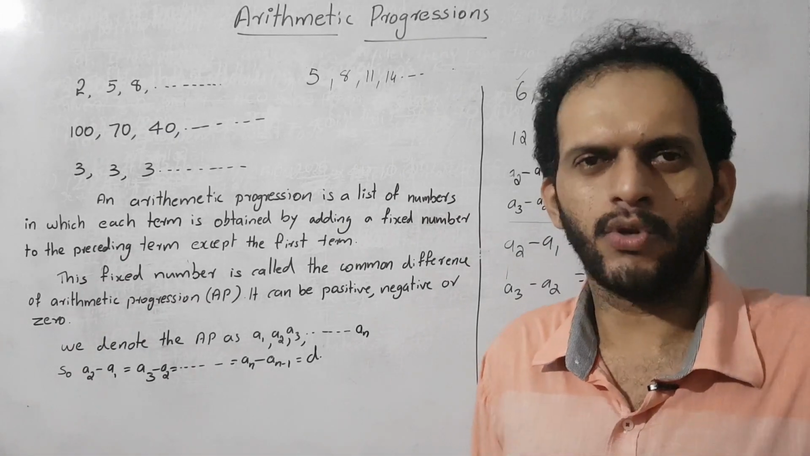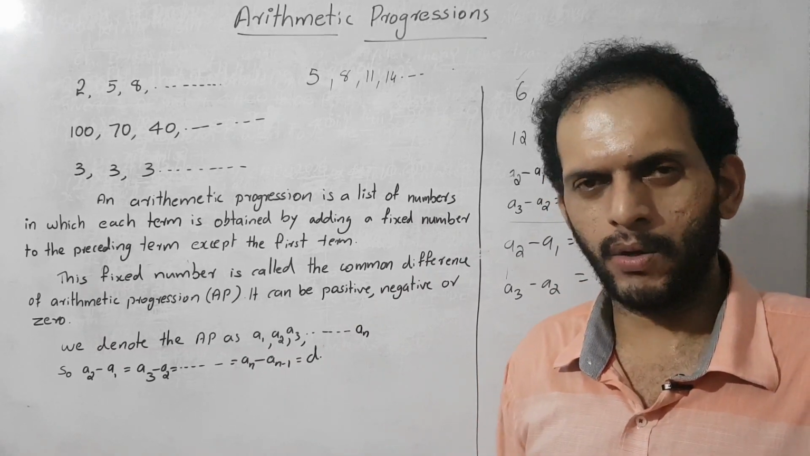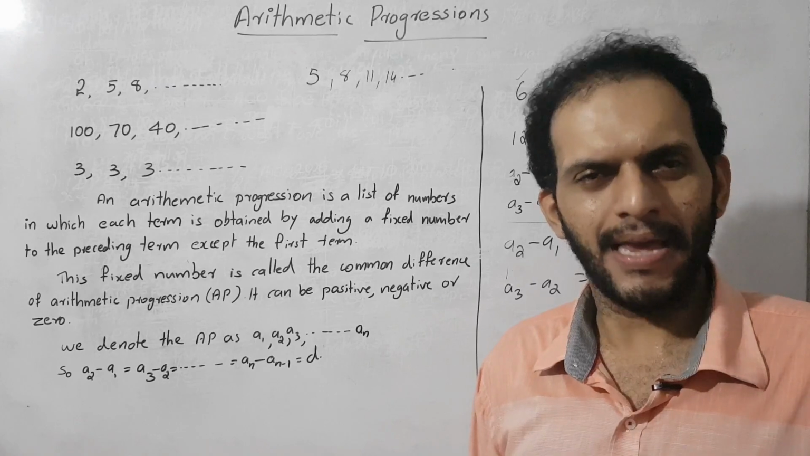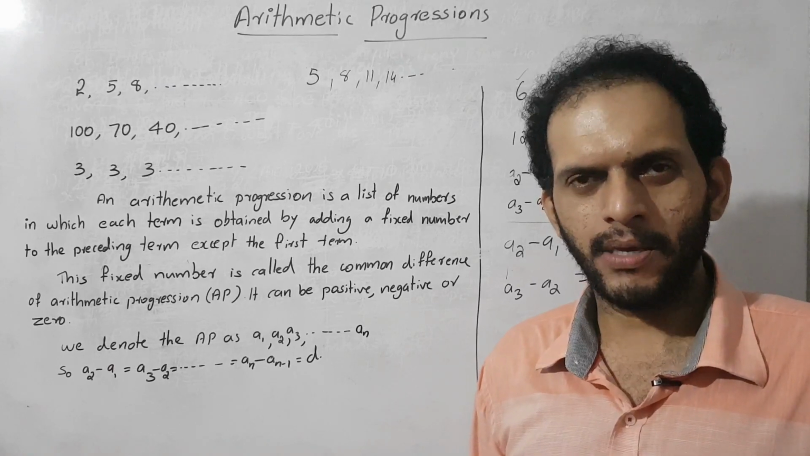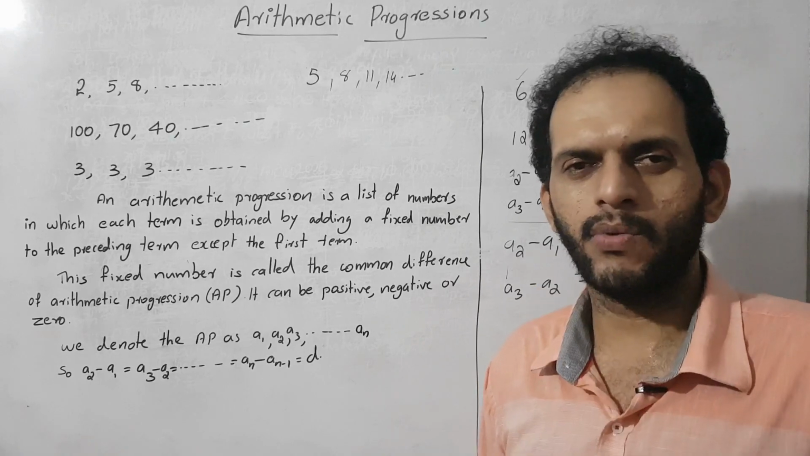They are different. The difference is not common. So what do we conclude? The second one is not an AP. Okay, I think you got the idea about how to check how to verify whether the given sequence is an AP or not.